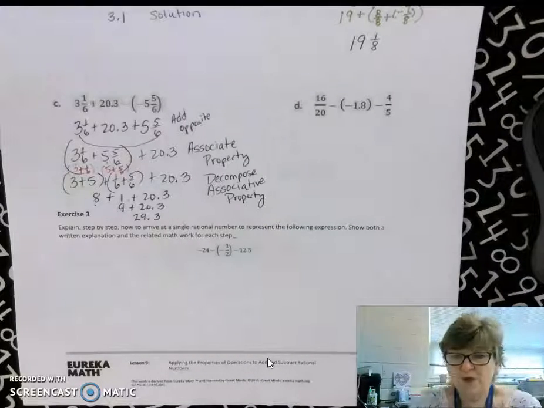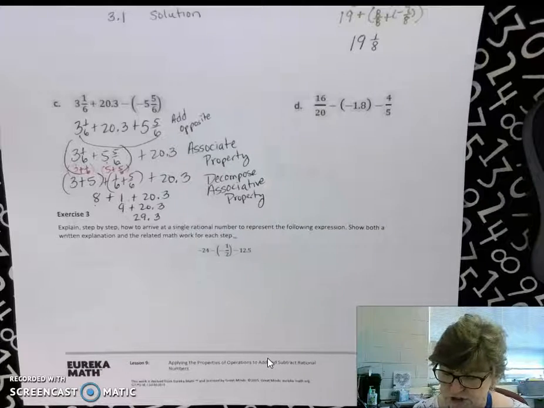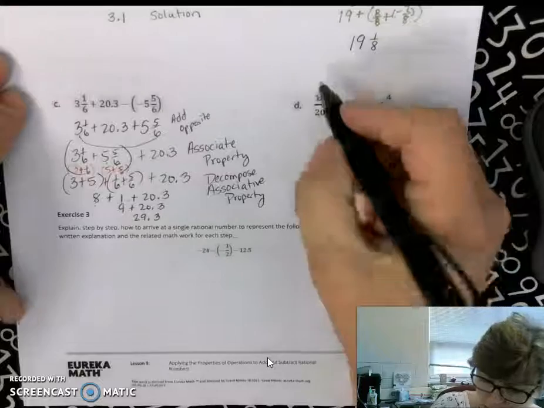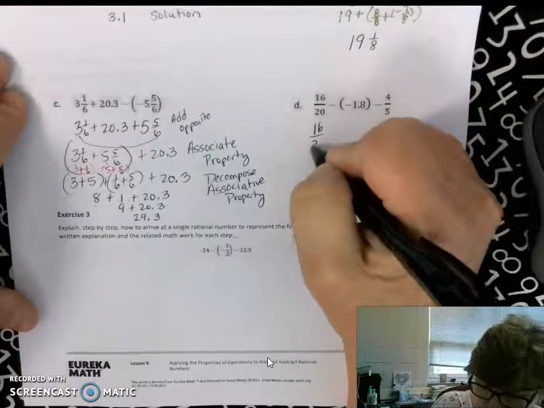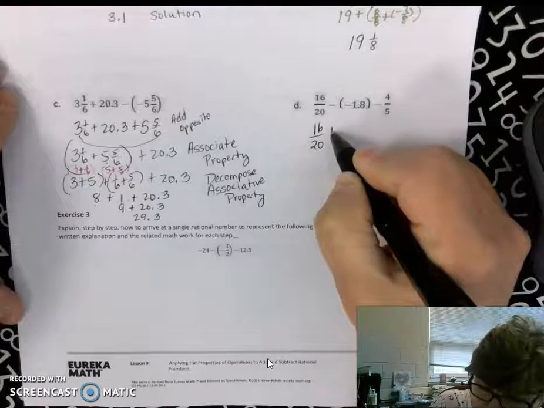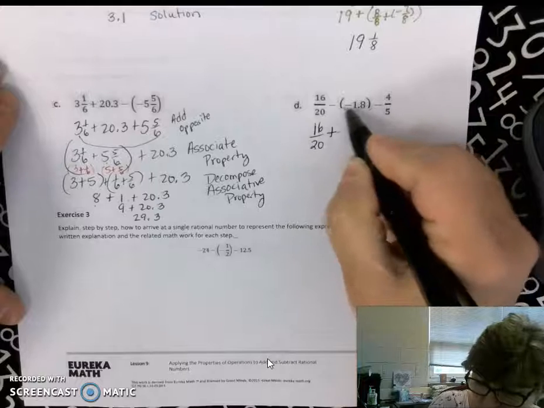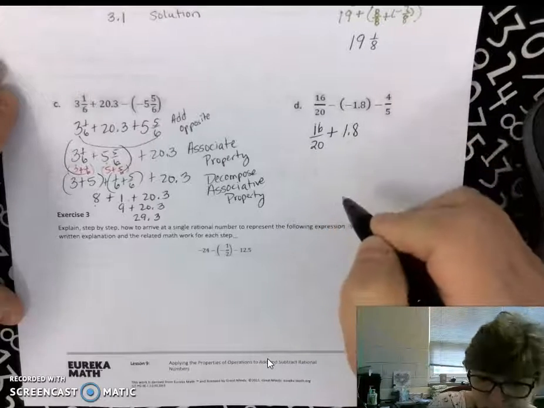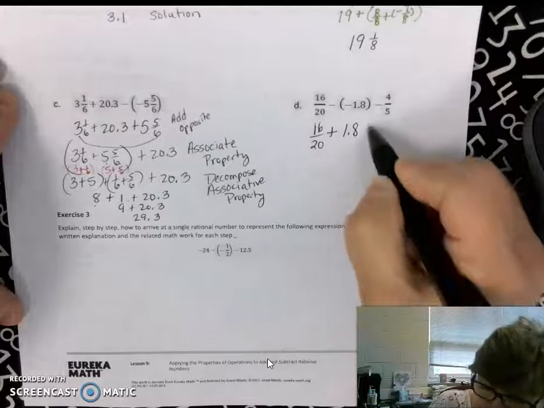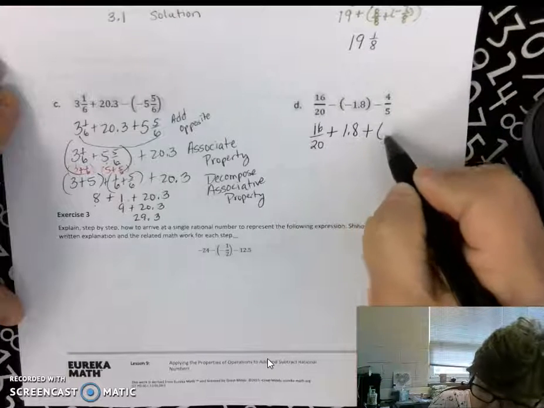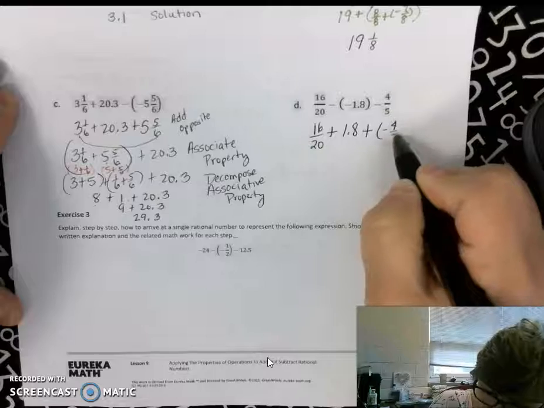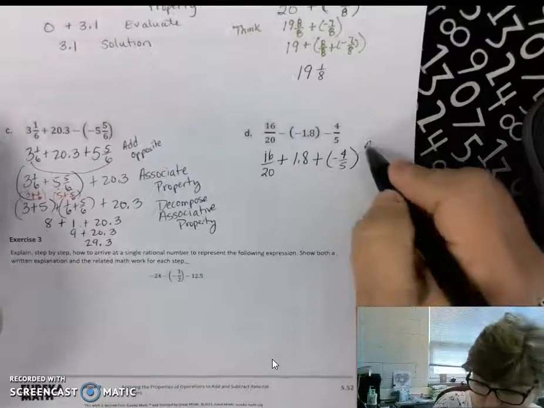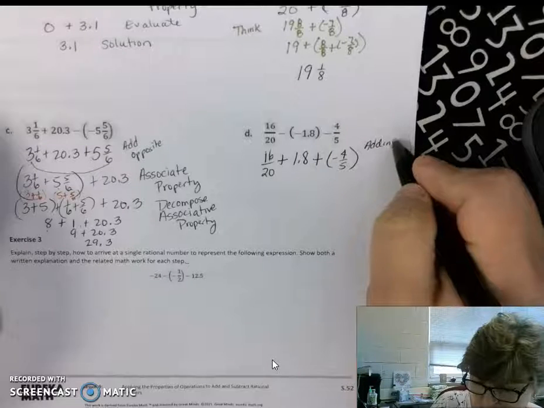So our first step is going to always be to take any subtraction and add the opposite. So 16/20, changing to plus, and the opposite is 1.8, 1 8/10, using correct language there, plus a negative 4/5. Step 1: we did adding the opposite.